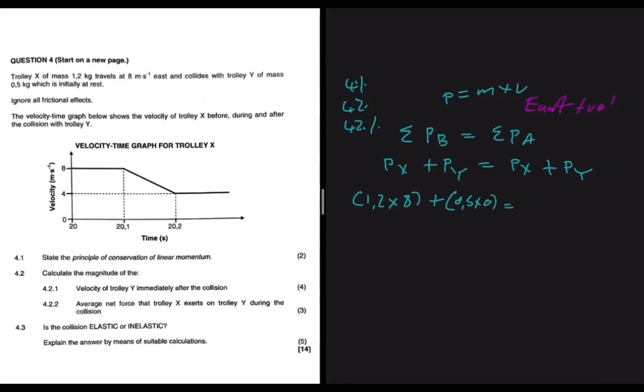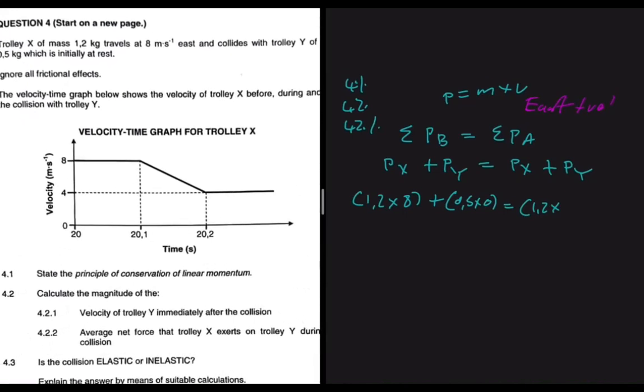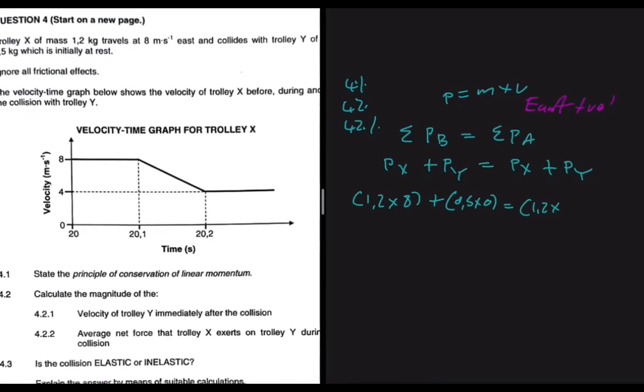This will be equal to the momentum after the collision of x. We have 1.2 multiplied by the velocity. The velocity is on the graph, right? Because here, this is the velocity before the collision, during the collision, and then immediately after the collision. So we have 4 then, and then plus 0.5 multiplied by the velocity of trolley y, right?